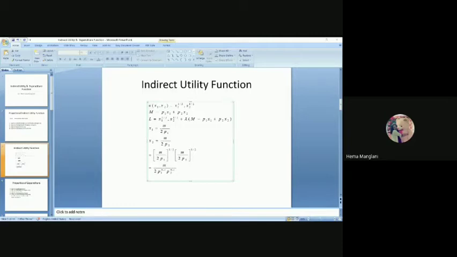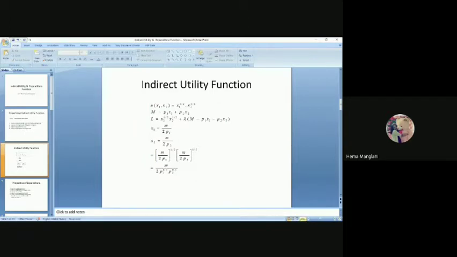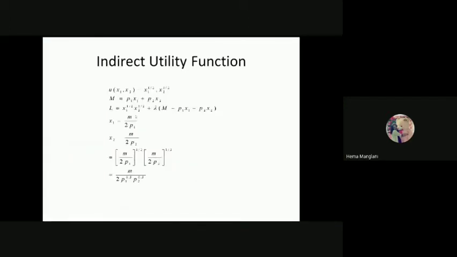Okay, so that there shouldn't be any confusion. Fine. So this is also a dot, right, like this. So that's okay now. So there will be no confusion. So we have here this Lagrangian function, this x1 power half and x2 power half plus lambda times m minus p1 x1 and minus p2 x2.